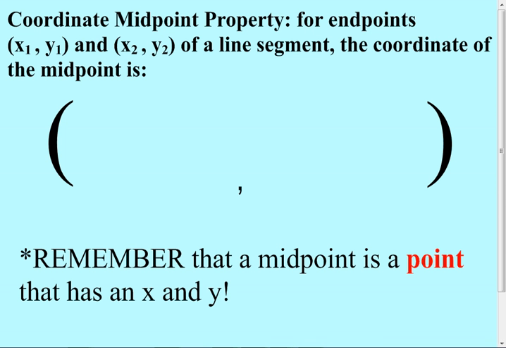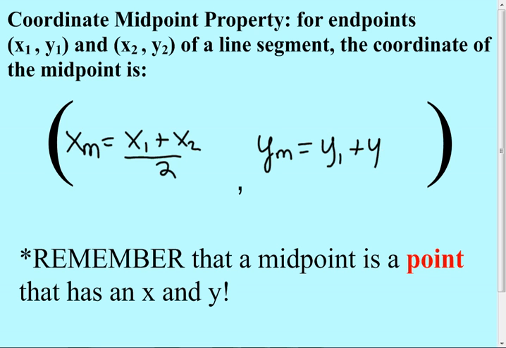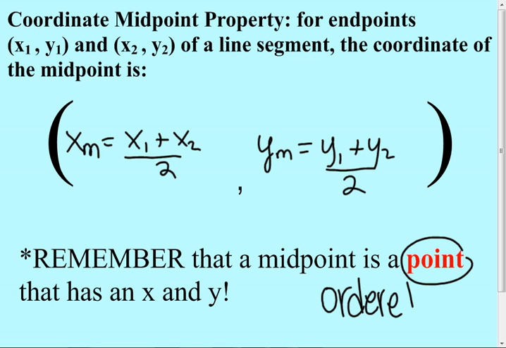Okay, so I'm going to put it right here. xm is equal to x1 plus x2 over 2. And y midpoint is equal to y1 plus y2 over 2. And remember, it's a point. It's an ordered pair. So you got to do both.